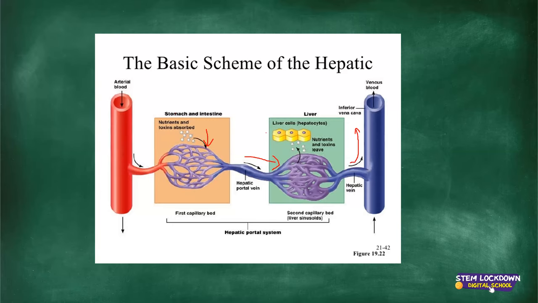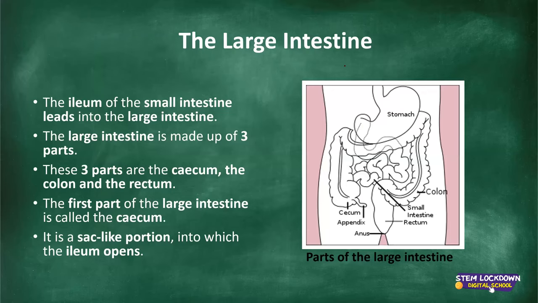All right, now let's move on. The large intestine. So the ileum, which is the last part of the small intestine, leads into the large intestine. And the large intestine is also made up of three parts, which are your caecum, your colon, and your rectum. And the first part is called your caecum.